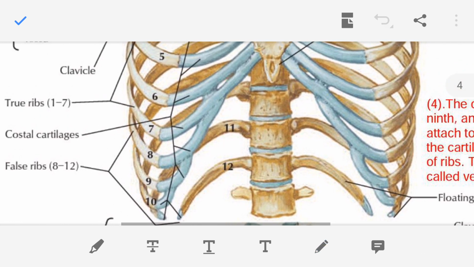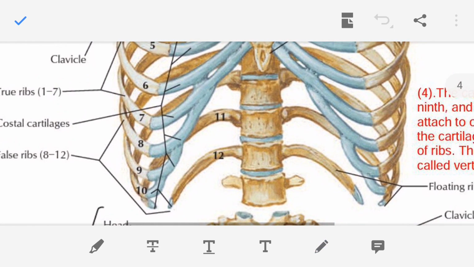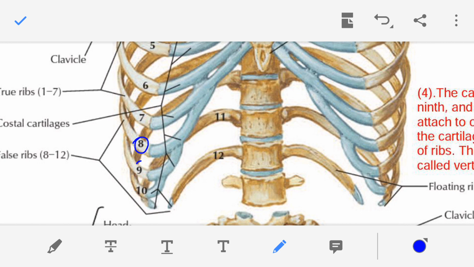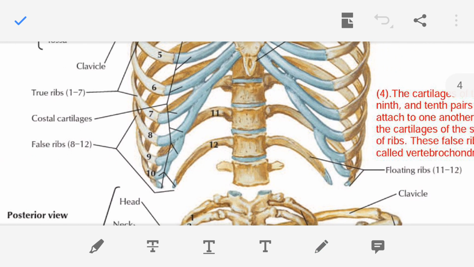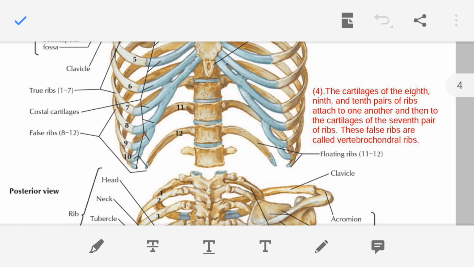And finally, the rib 7 cartilage is joining the sternum. So in other words, we can say the cartilage of rib number 8, 9 and 10 is indirectly, means with the help of the cartilage of the 7th rib, these cartilages of 8, 9 and 10 are joining to the sternum. That is the meaning of this point, indirectly, how they are joining.